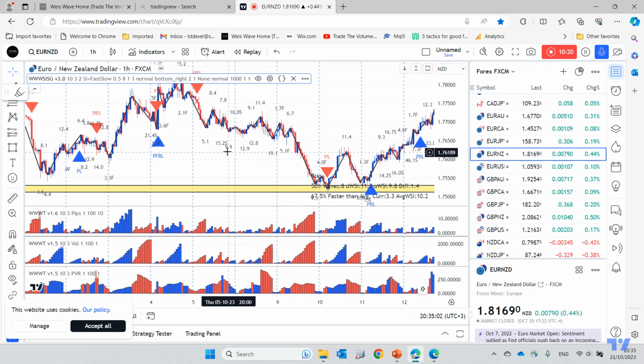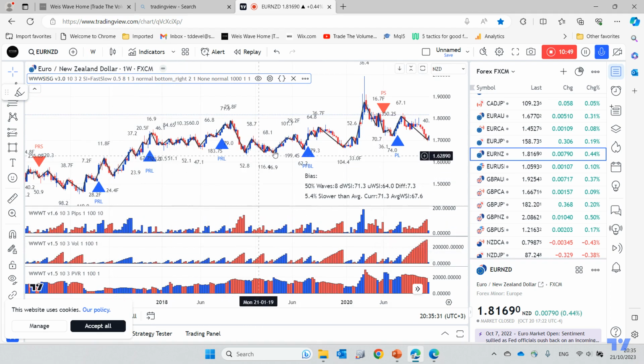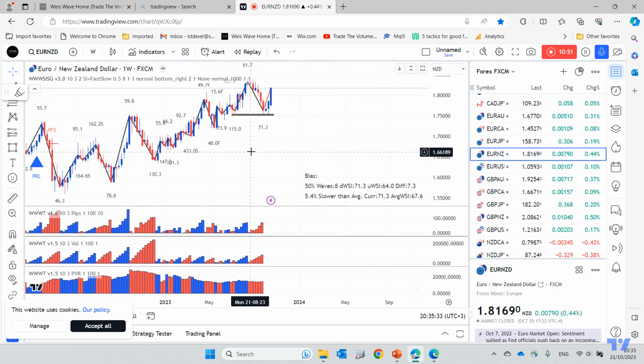start drawing support, resistance and Fibonacci. But this is done on higher time frames, because this is where resistance, support, or Fibonacci is much stronger. Why? Because more volume is gathered there. So I will switch, for example, to the weekly chart to see what this location is. Weekly, all right.